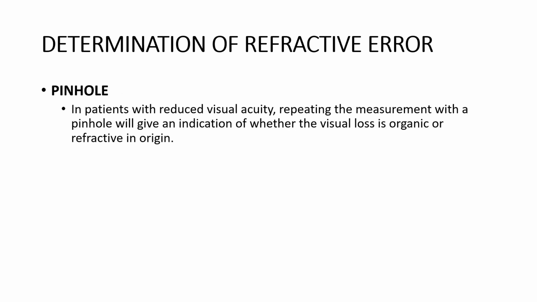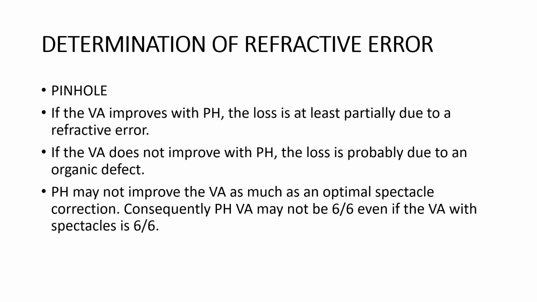Then in any patient with reduced visual acuity, repeating the visual acuity measurement with a pinhole will give an indication of whether the visual loss is organic, which means that there's some disease present, or whether it's only refraction that is the problem. So if the visual acuity improves with the pinhole, the loss of the vision is at least partially due to refractive error. If the visual acuity does not improve with the pinhole, the loss of vision is probably due to an organic defect, which just means disease of the eye.